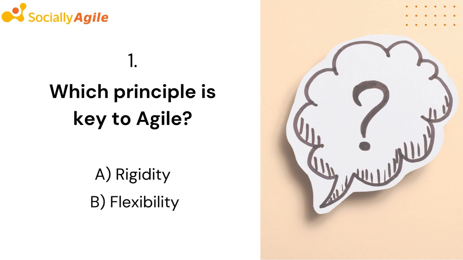B. Flexibility is correct. Agile thrives on adapting to changes. Flexibility is indeed at the heart of Agile. Agile teams are like chameleons, ready to adjust their approach and priorities as new information emerges. This flexibility enables them to navigate the ever-changing landscape of software development effectively.